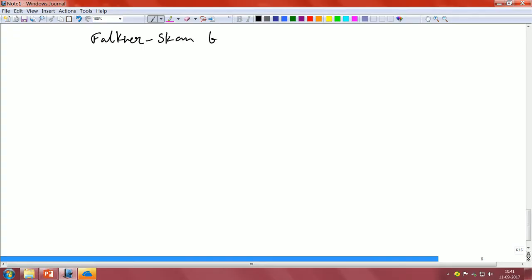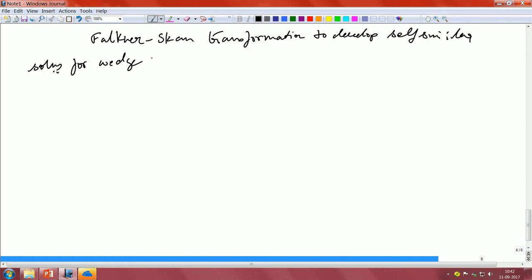So, in this particular lecture we are going to look at the Falkner-Skan class of solutions. It is basically the Falkner-Skan transformation to develop self-similar solutions for wedge flows. Okay. So, the solutions can be of different types.